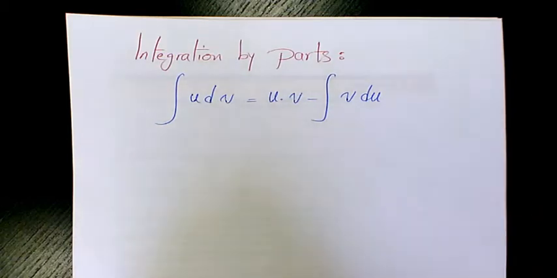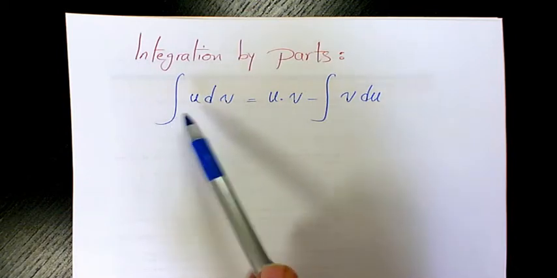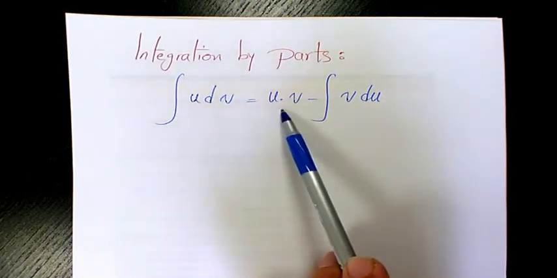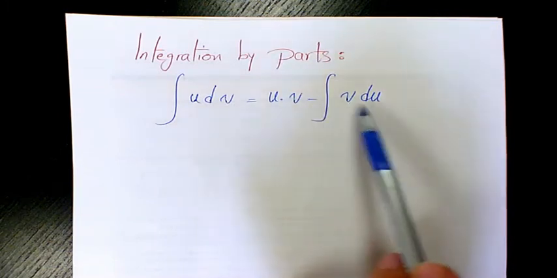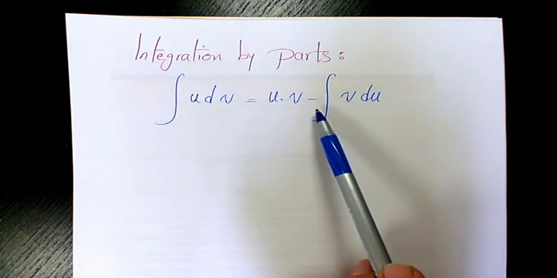Welcome to another video. In this video I want to talk about integration by parts and show you how to use this method to solve integral questions. So when we're talking about integration by parts, we have integral of u dv. That's going to be equal to u times v subtract integral of v du. And on the second step we need to solve this integral.